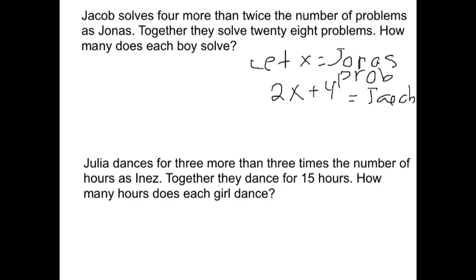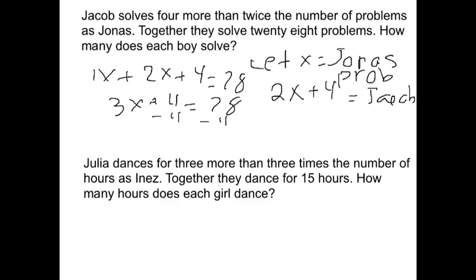So we have an expression for the number of problems that Jonas solves and an expression for the number of problems that Jacob solves. Now we have to look at the relationship and be able to set up an equation. So we know that together would mean I'm adding Jonas plus Jacob, and I'm getting 28 questions because together they solve that many problems. When I simplify, combine like terms, and subtract 4 to make a 0 pair, and divide by 3, I get x equals 8.